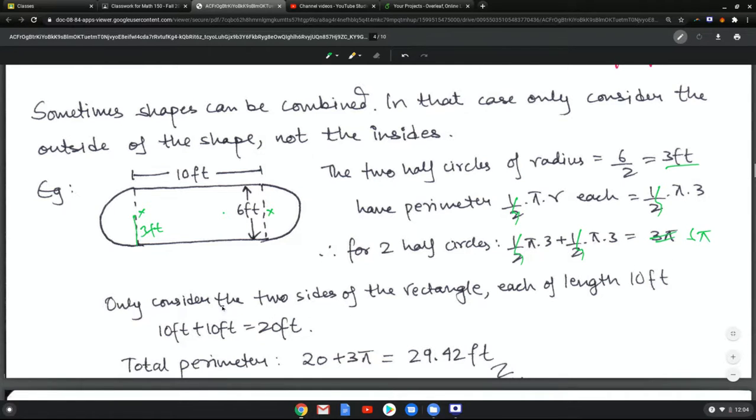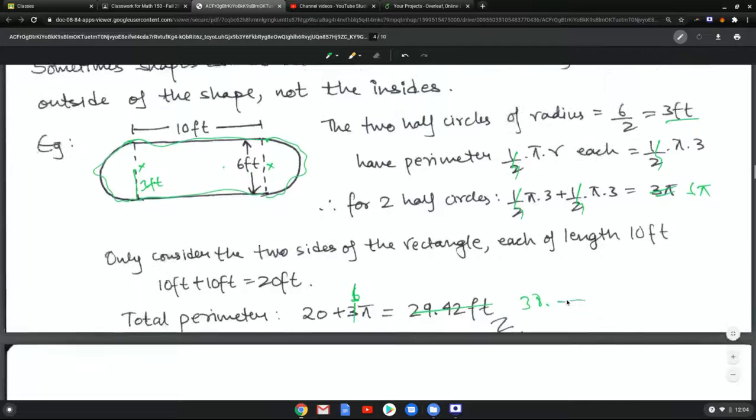Now consider the two sides of the rectangle. So now you have counted this length and you have counted this length. You're left with these two, and those are just 10 feet plus 10 feet. So when you count this 10 feet, you get 20 plus this should be 6 pi, and you can verify this answer. I have a mistake here, that's not correct. So it's probably going to come out to like 38 point something. You can verify what this answer comes out to.